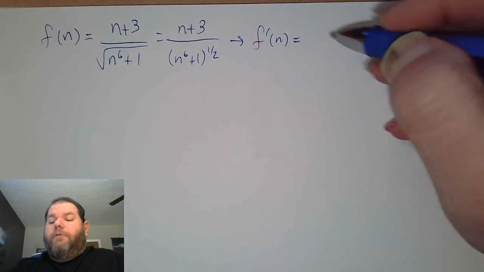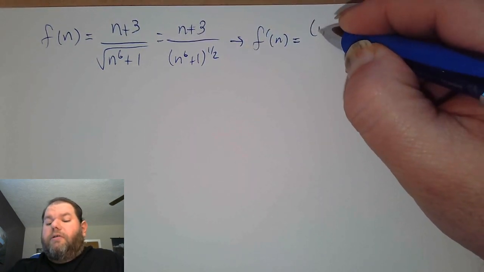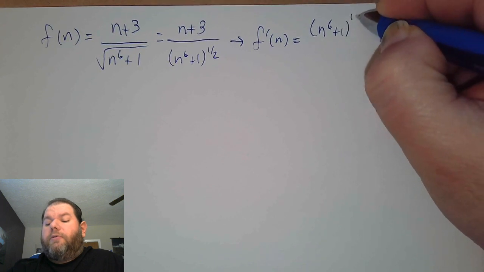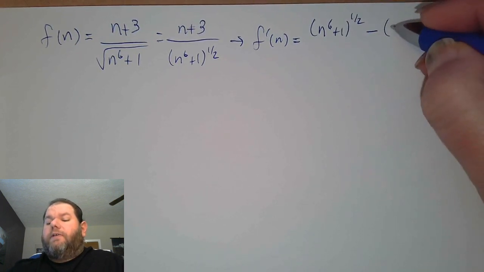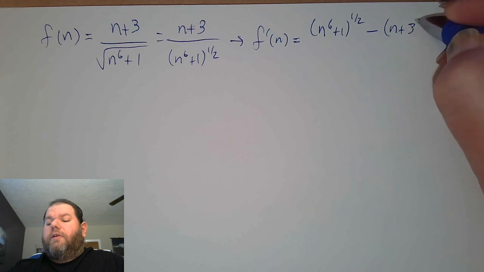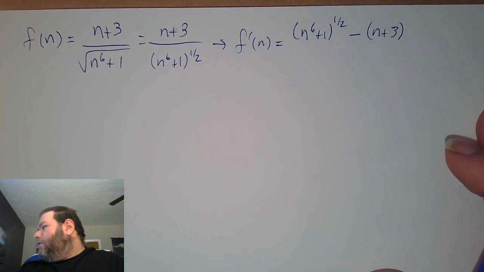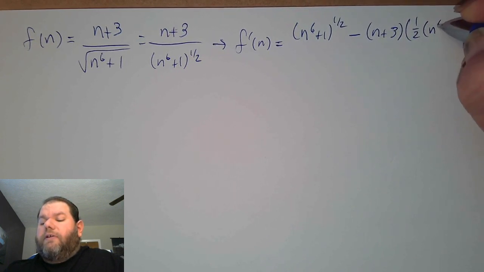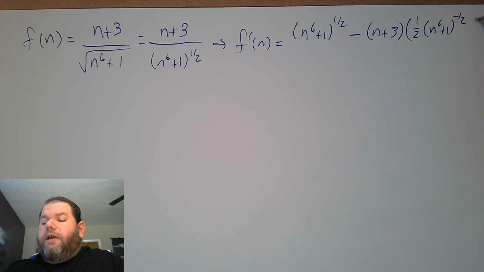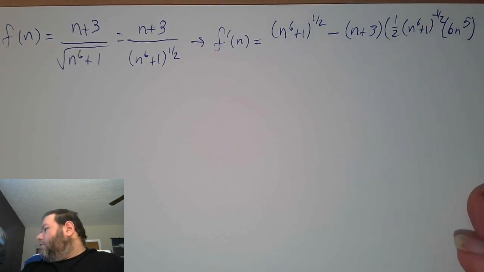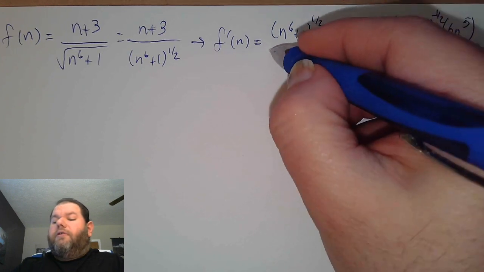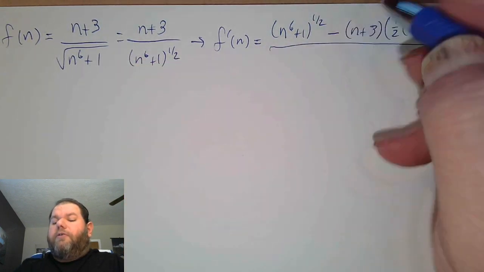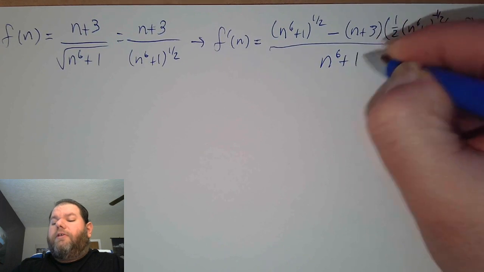So the derivative of the top is 1 times n to the 6 plus 1 to the 1/2, minus the top times the derivative of the bottom, which is 1/2 times n to the 6 plus 1 to the negative 1/2 times 6n to the 5th. And that's all over the denominator squared, which actually just gives us a normal n to the 6 plus 1.